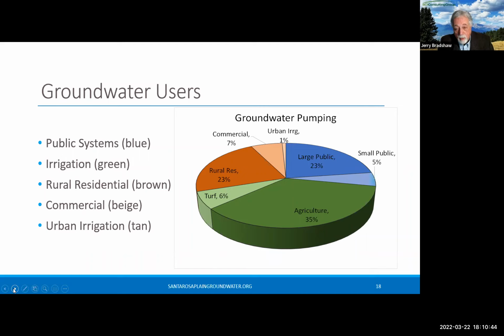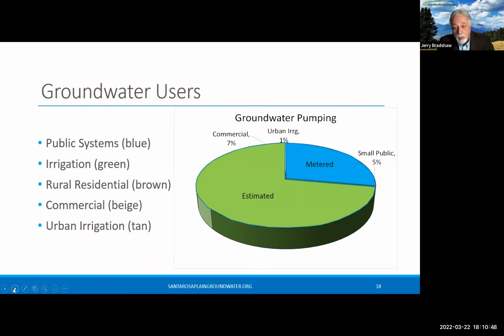With the next click, we'll kind of break this pie into 2 more sections. The 2 public water systems, which make up about a quarter of all water pumped, is metered. So we know what those numbers are. But the other 3/4 of the pumped water we have to estimate. And we can talk about how we do that on the next slide.